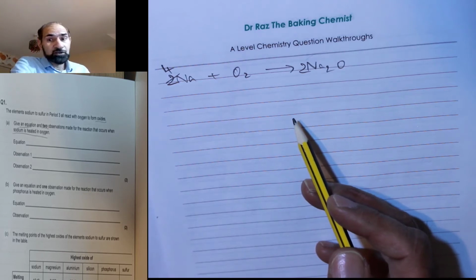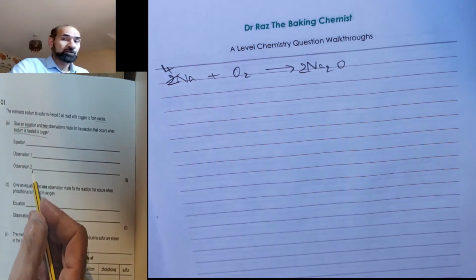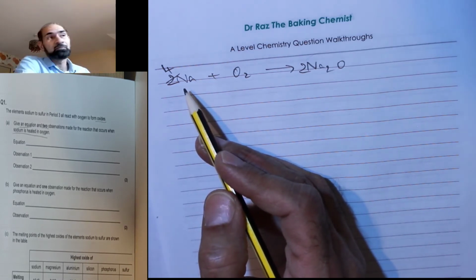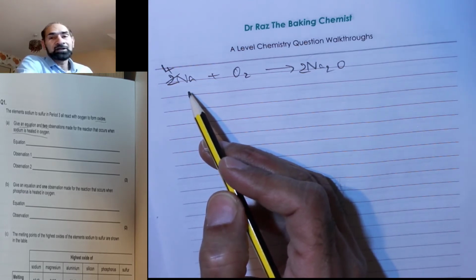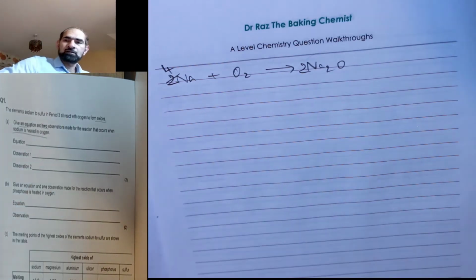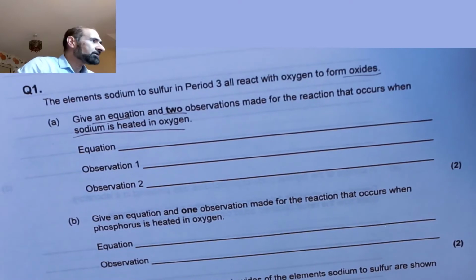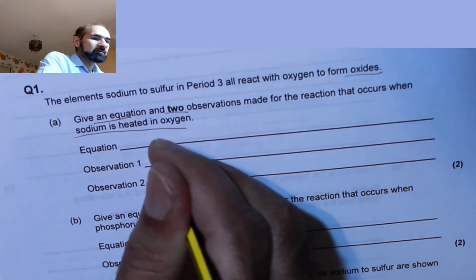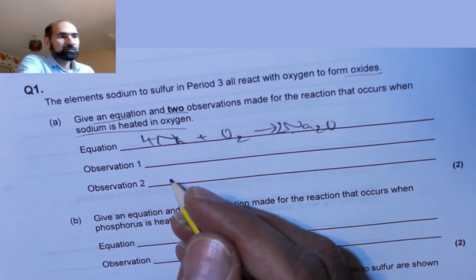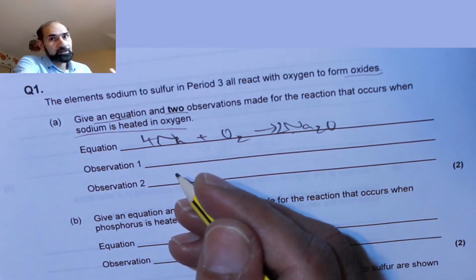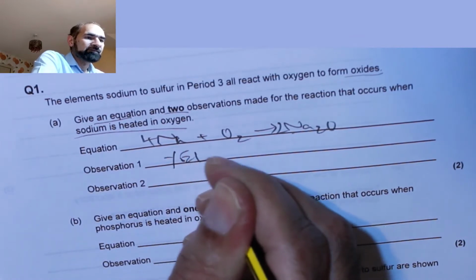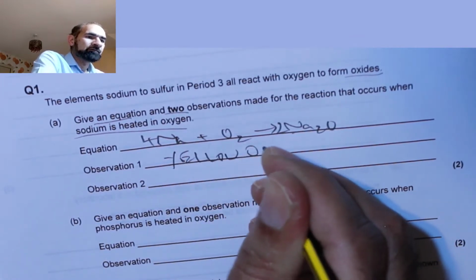Okay, but it does ask you for 2 observations. Now you should know, again from GCSE, and even if not from GCSE, then flame colors from A level year 1, that when you burn anything that contains sodium, you get a yellow flame. So the first observation could be yellow flame. Let's just put it in here, just writing the equation down. Observation, as I said earlier, yellow flame. Anything that contains sodium shows the color of the flame is yellow. So this should be yellow flame. That's your first observation.